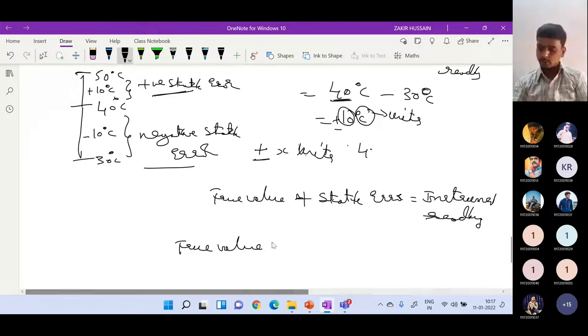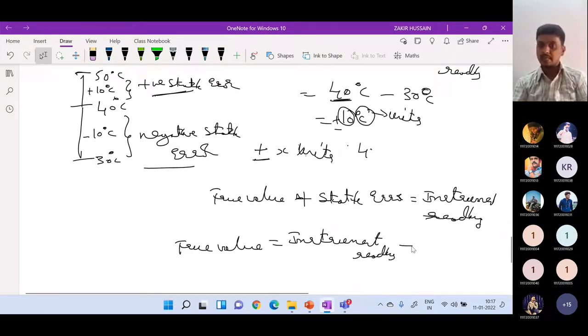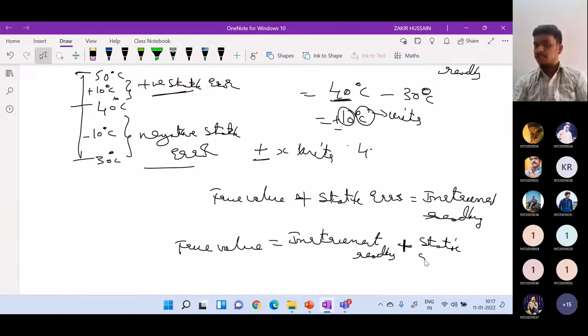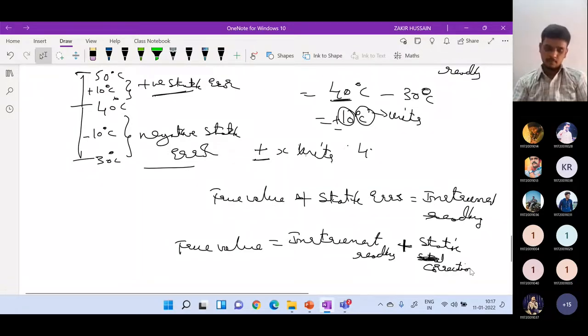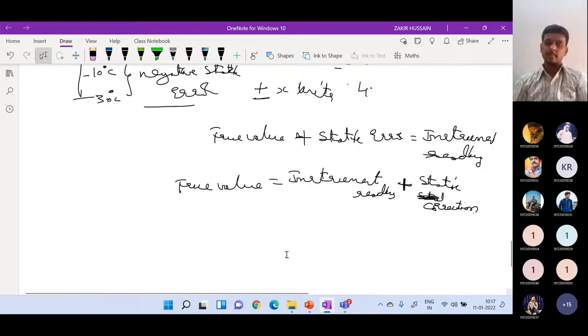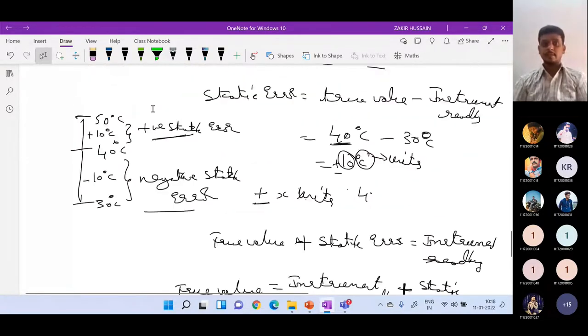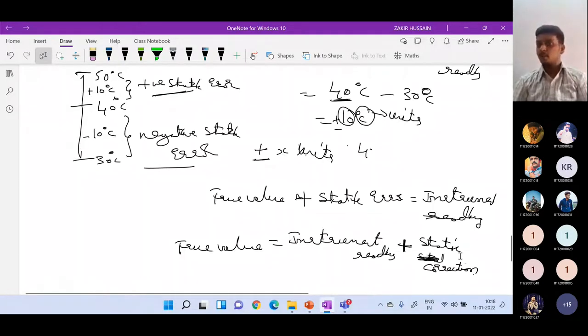true value of an instrument is equal to instrument reading plus static correction. If it is showing a negative static error, we have to apply a positive static correction. Okay, if it is showing a negative static error, for example minus 10 degree centigrade lower than the true value, so you have to apply a positive static correction, means 10 degree centigrade you have to add, so that the instrument can read a true value.